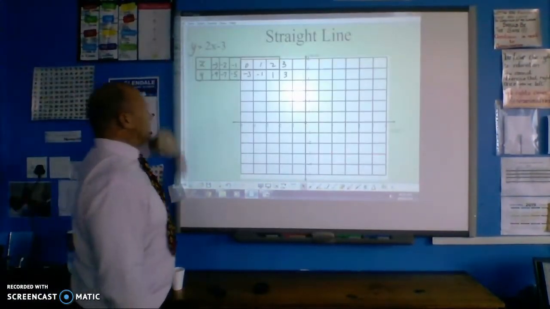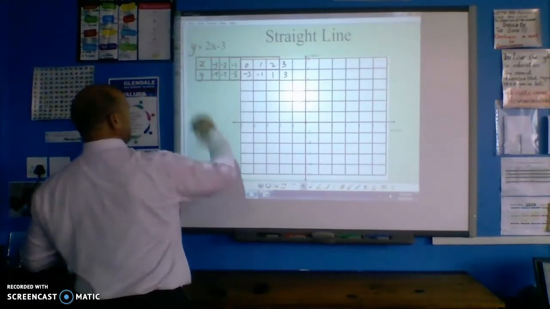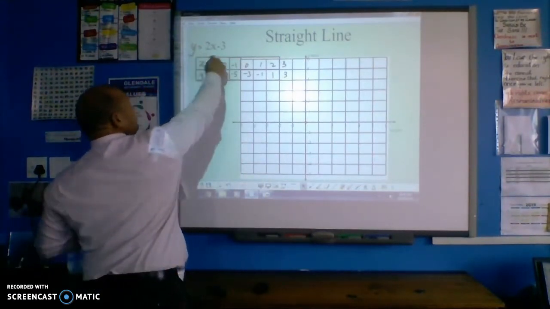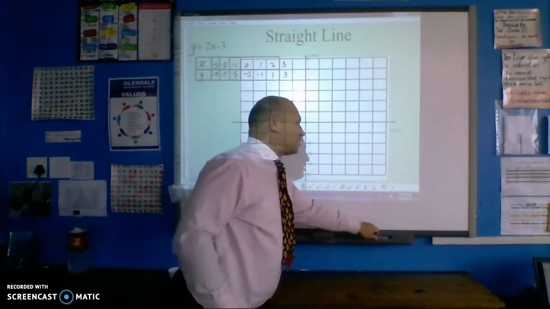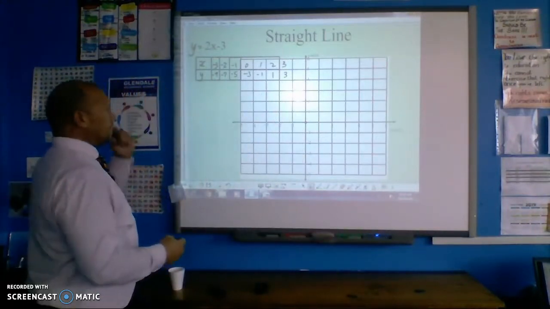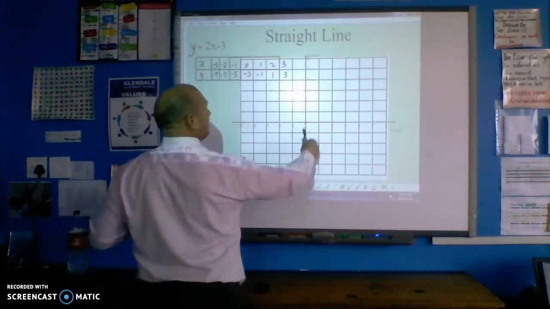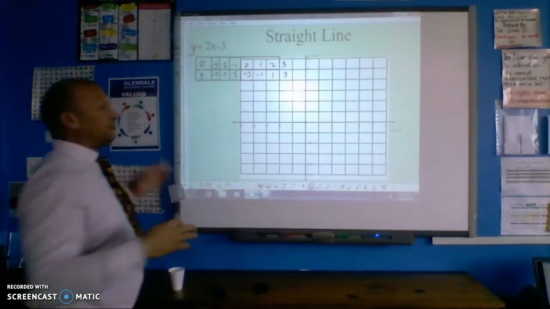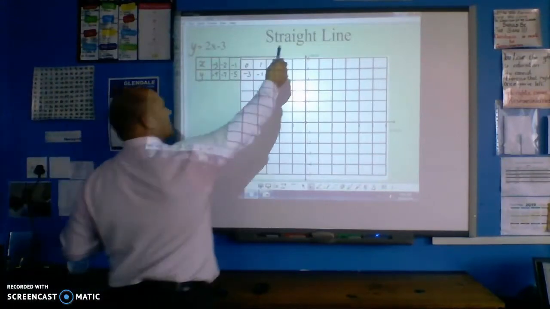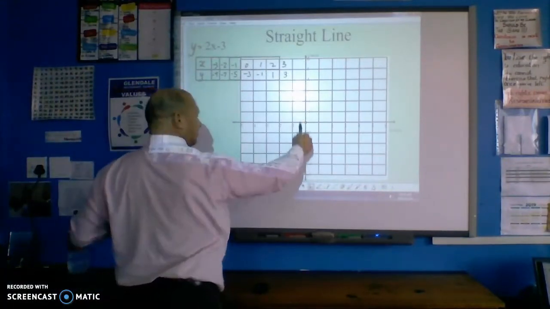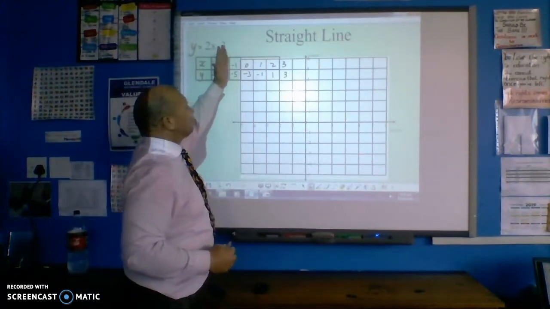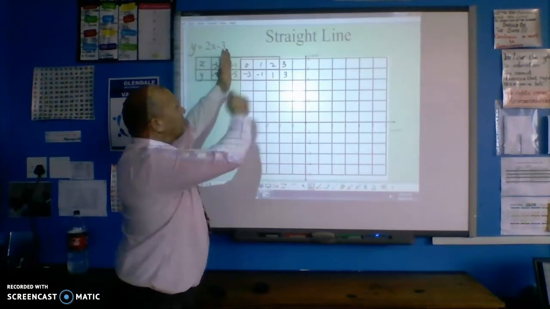The straight line is given to us, and the information that is given about the straight line is that y is equal to 2x minus 3. I must plot these coordinates now. On my Cartesian plane, I've got from negative 5 to positive 6 on the x-axis, and from 0 to 6 and from 0 to negative 5 on the y-axis. So basically, I will be plotting the values from this point here onwards.